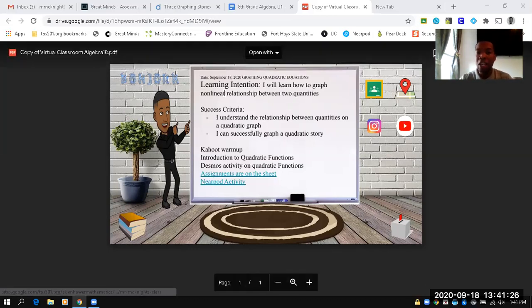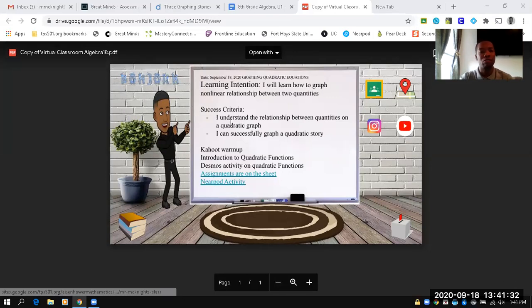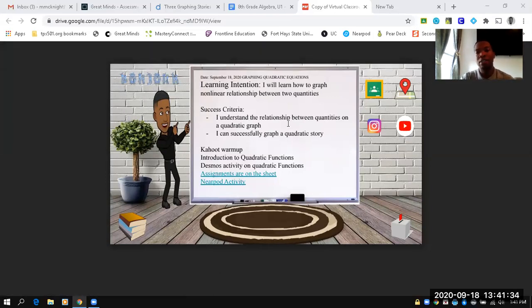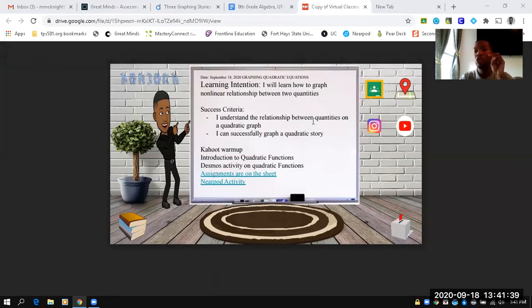And then it's nonlinear because it's not a straight line anymore. We're looking at a quadratic function today. So for my success criteria, I will say understand the relationship between two quantities on a quadratic graph. We know what a quadratic graph is, all right? We're about to look into it. A quadratic graph is generally represented by a semicircle or a parabola. The entire U or N-shaped looking graph is called a parabola, all right?